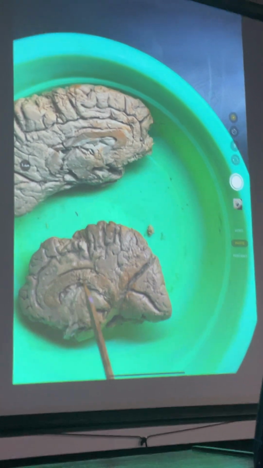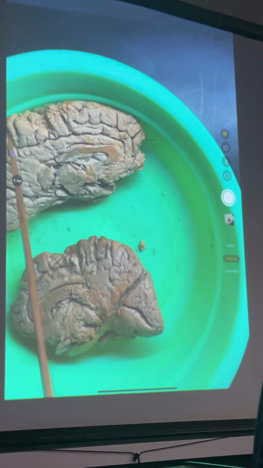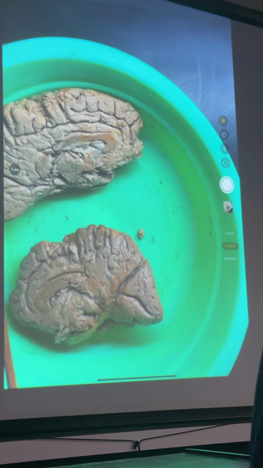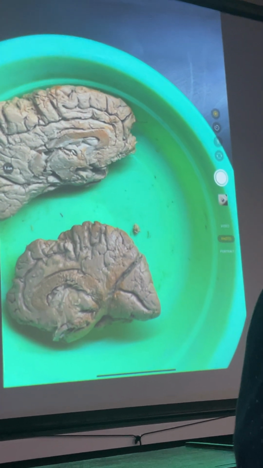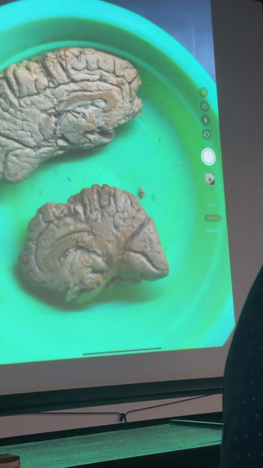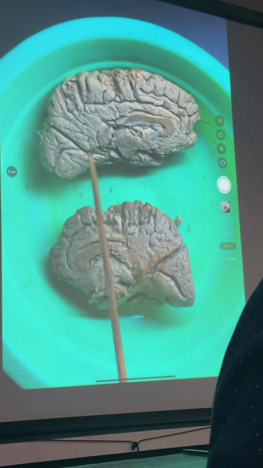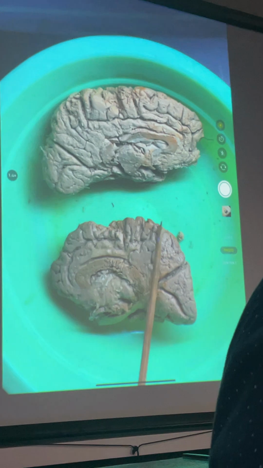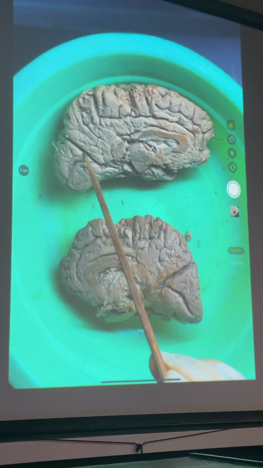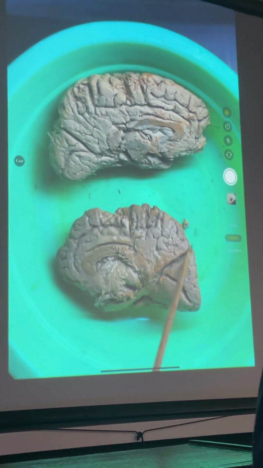After the marginal sulcus, you'll see here a four-sided structure. 1, 2, 3, and 4. What's that called? The quadrate lobe. The quadrate lobe is also known as the precuneus. After the precuneus, you have the parieto-occipital sulcus. So this is the parieto-occipital sulcus.